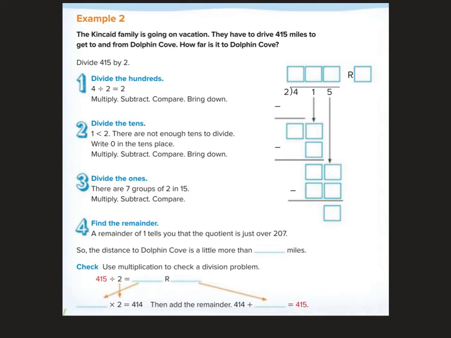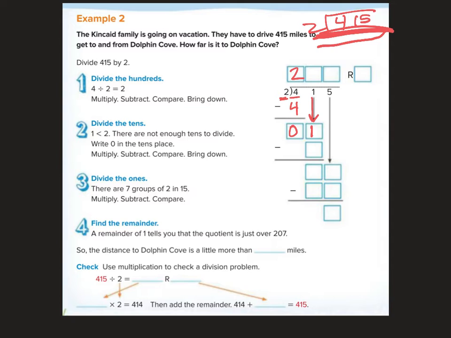The Kincaid family is also going on vacation. They have to drive 415 miles to get to and from Dolphin Cove. How far is it to Dolphin Cove? So to go there and to come back is 415 miles. So to figure out one way, I need to divide that by 2. Okay, here we go. Divide. 4 divided by 2 is 2. Multiply. 2 times 2 is 4. And subtract. 0. Bring it on down.